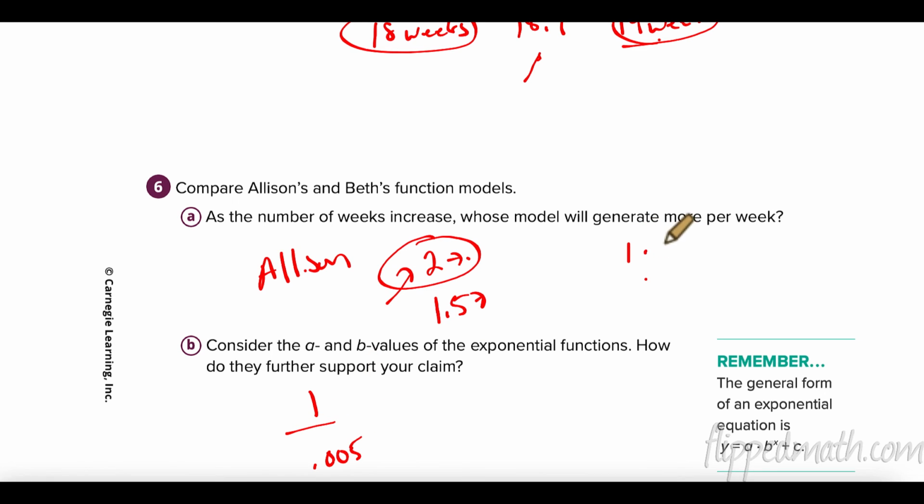So let's look at our formulas. We had q of x equals 1 times 1.5 to the x, and we had g of x equals 0.005 times 2 to the x. So initially, the higher initial value was better. But in the long run, this rate of doubling made it much better.